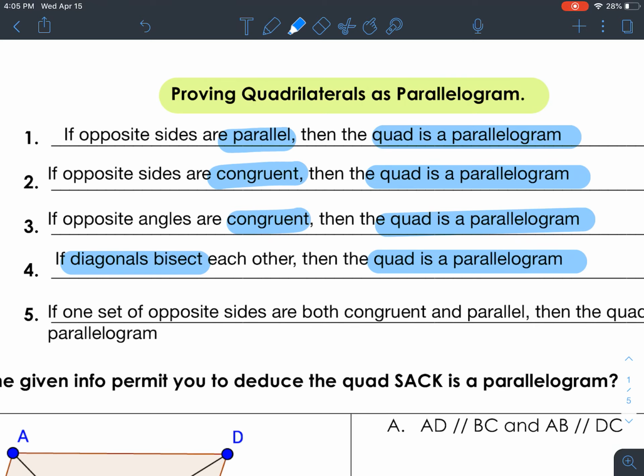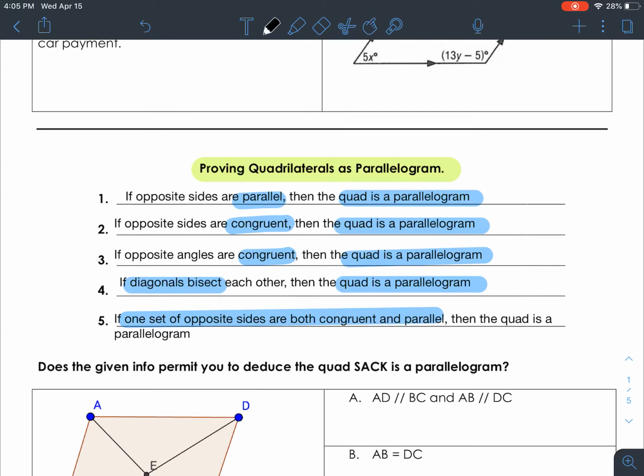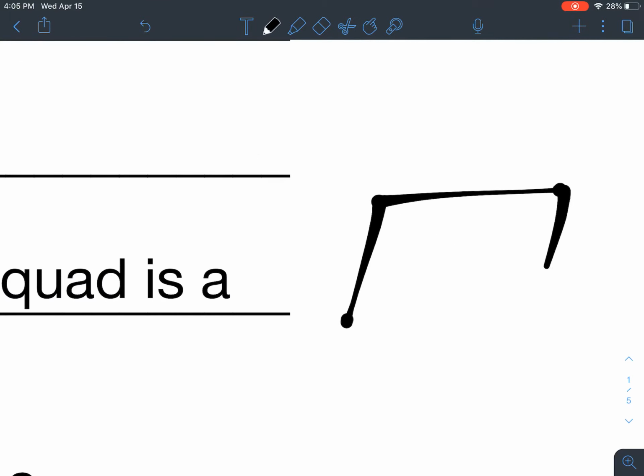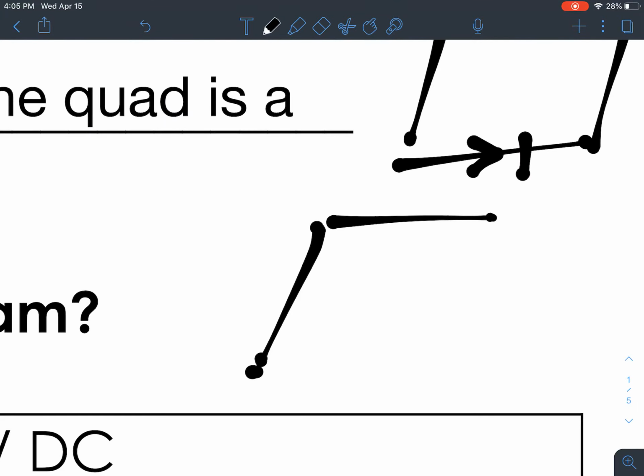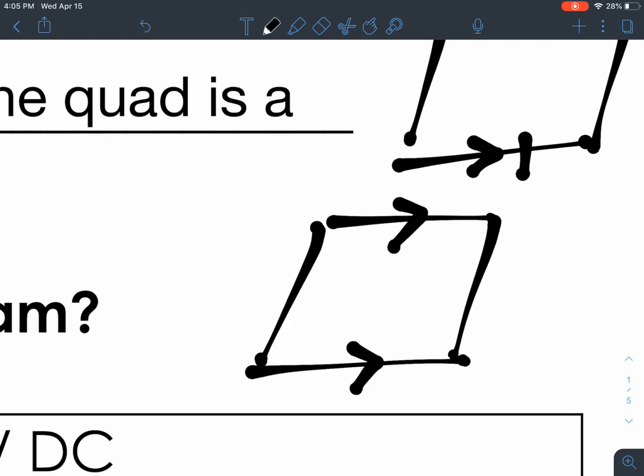This last one's a little bit different. This one is saying if you can prove that one set of opposite sides are both congruent and parallel, then the quadrilateral is a parallelogram. Which means that if I have this quick picture, this quadrilateral, right now I don't know that it's a parallelogram. What I'm trying to prove is if it's a parallelogram. So if I could prove that this set of sides are both parallel and congruent, then that would be enough information to state that it's a parallelogram. They have to be on the same side. So what you couldn't do is, if this is another picture, prove that these are parallel and these are congruent. That's not enough information.